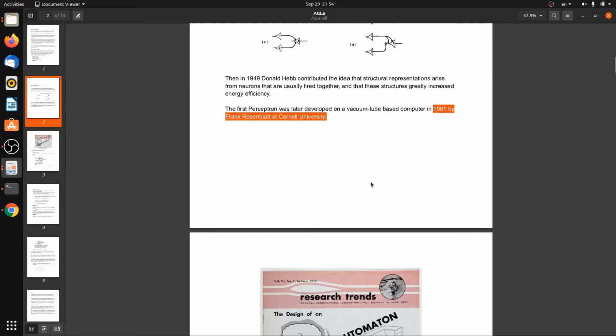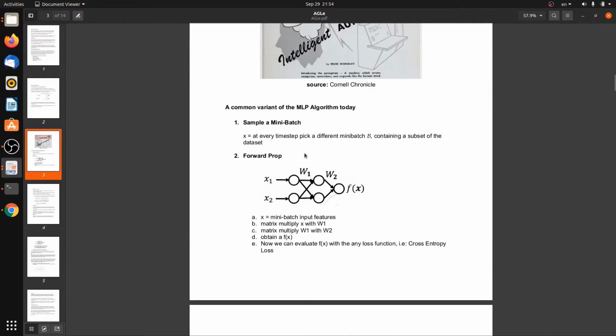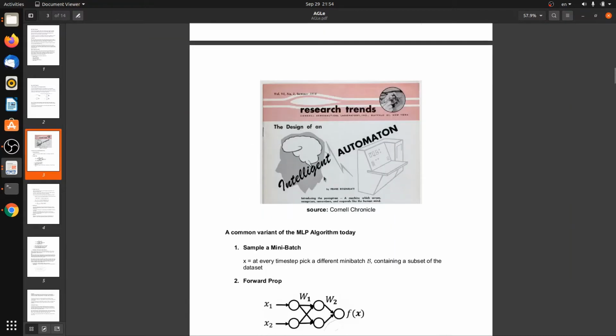It was, I guess, even previous to transistors. I think it was vacuum tube-based computing, where they did this, in an IBM 704. So that's just a bit of history of when the first perceptron was actually programmed into a computer.